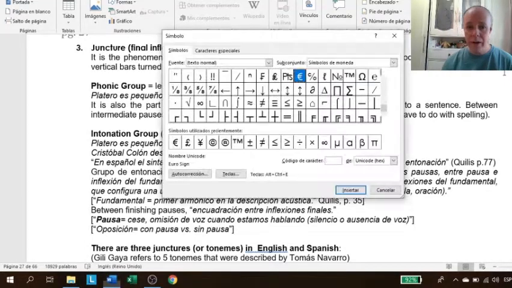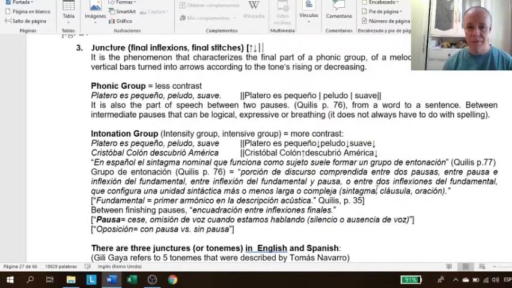Oh, where can I find these symbols? Here is one. Here is another one. And here is another one. Three symbols. Okay, because we have three juncture forms. Notice that it says definition of juncture.